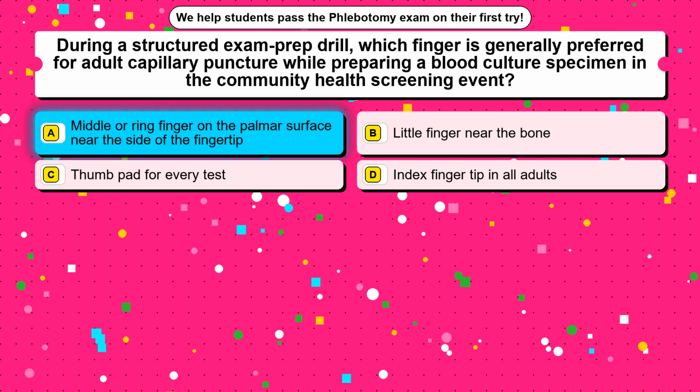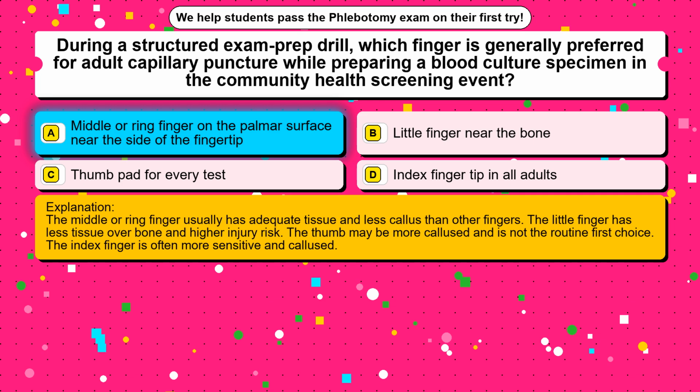The correct answer is option A. Middle or ring finger on the palmar surface near the side of the fingertip. The middle or ring finger usually has adequate tissue and less callus than other fingers. The little finger has less tissue over bone and higher injury risk. The thumb may be more calloused and is not the routine first choice. The index finger is often more sensitive and calloused.